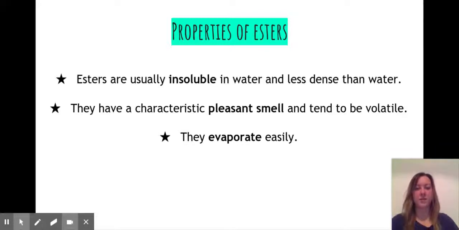Let's get started. So properties of esters, again this is in your notes booklet. The words in bold are missing in your notes, so fill them in. Esters are usually insoluble in water. When we make esters, they end up as a separate floating layer, which means they are insoluble in water and obviously less dense than water as well. They have a characteristic pleasant smell and tend to be volatile. Now remember, volatile means that they evaporate easily.